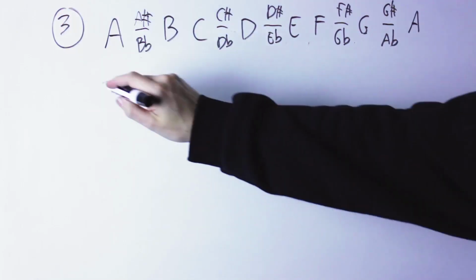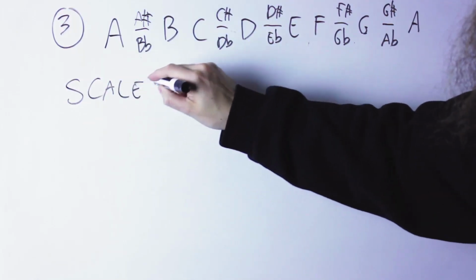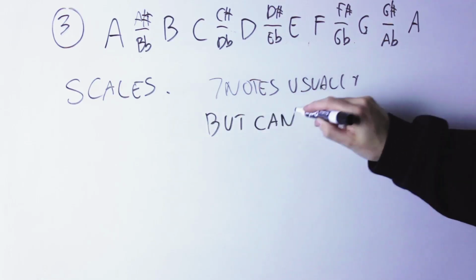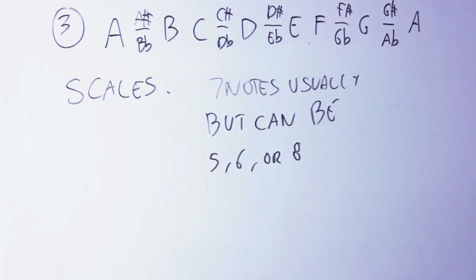Super basic number 3, there are some things we call scales. Most scales are simply sets of 7 notes, though some scales have 5, 6 or 8 notes.